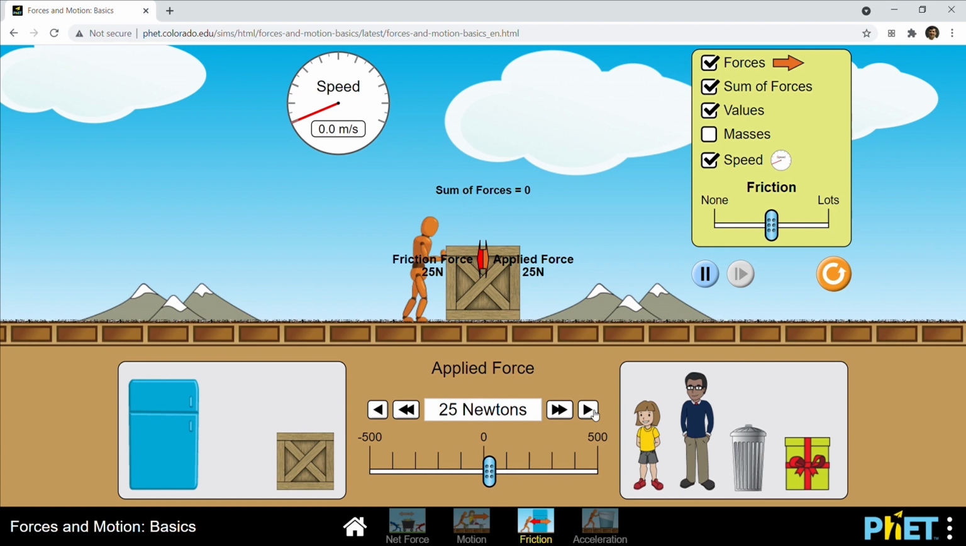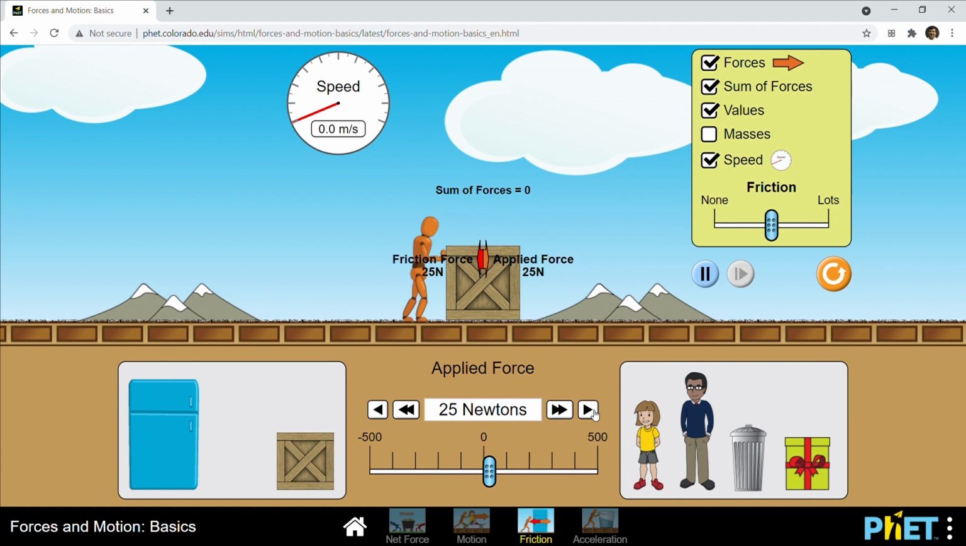Therefore, we know that there has to be a balancing force. That force would be friction. So our applied force of 25 newtons is balanced by a friction force of 25 newtons so that the box remains at rest. It's at rest and remains at rest. This would be the case of static equilibrium.